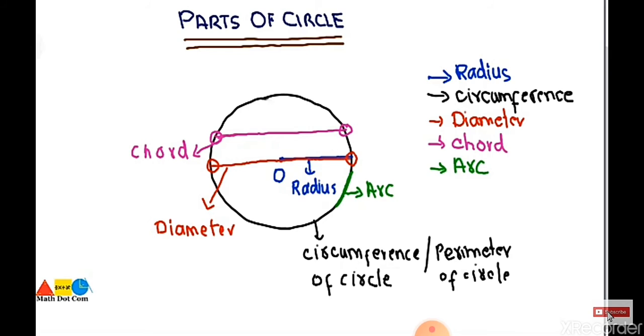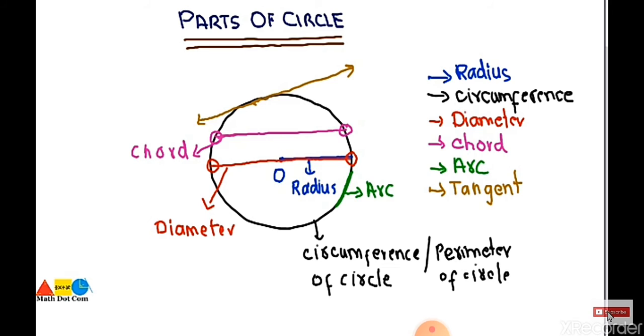Then we have the part of the circle that is the tangent of the circle. Now what is a tangent? If I draw a line like this, then this line is called the tangent of the circle. So keep this in mind, a tangent is defined as a straight line which touches the circle at only one point. So at one single point it will touch the circle. This is basically the definition of the tangent of the circle.